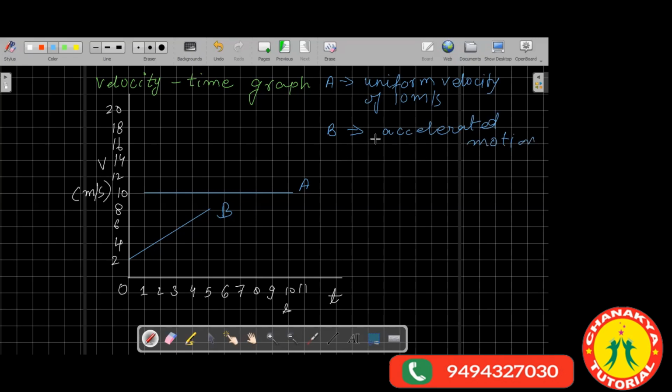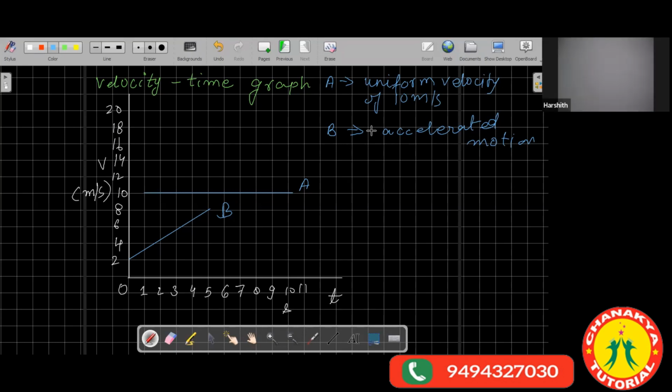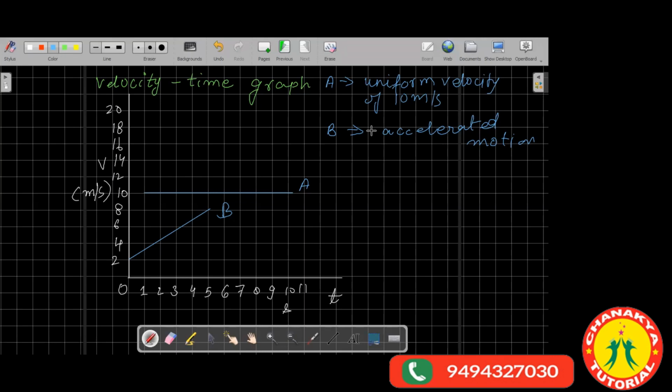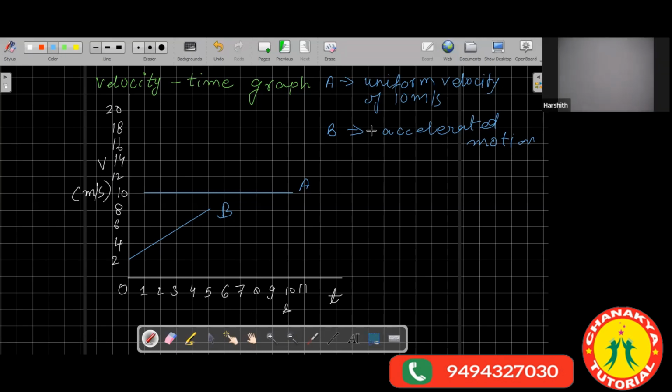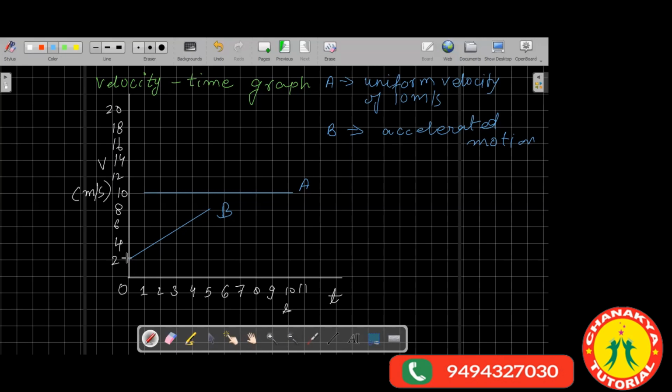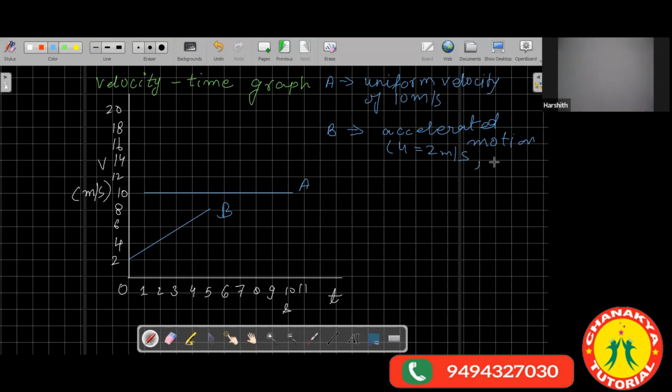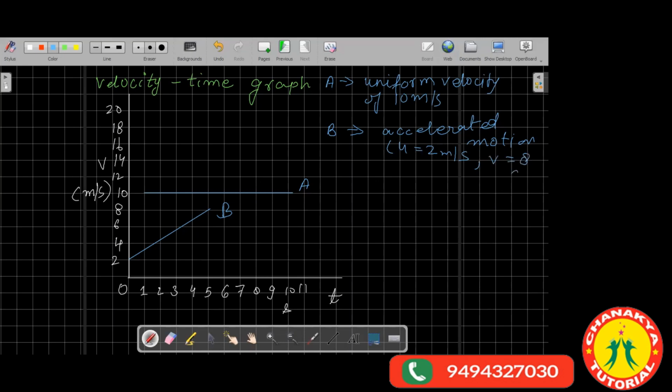Okay, from this graph B, can you tell me the initial velocity of the object? At the beginning of the time, it has a velocity of 2 meters per second. So for graph B, I can write the initial velocity u to be 2 meters per second. And what is the final velocity? We can write here v equals 8 meters per second.